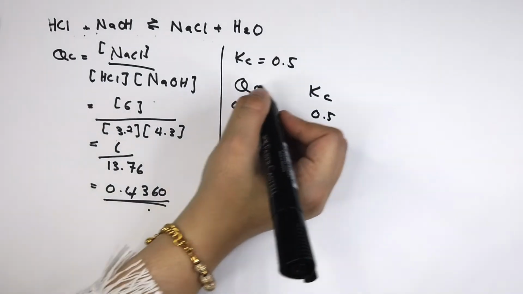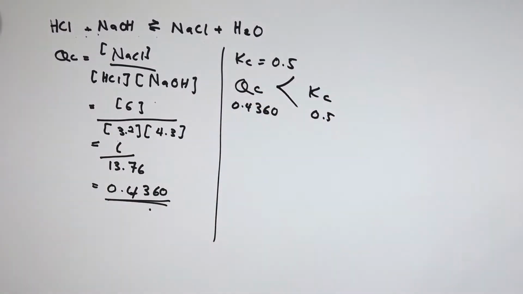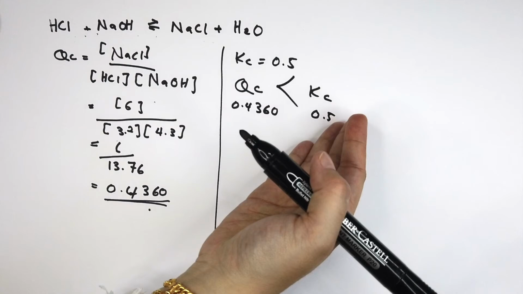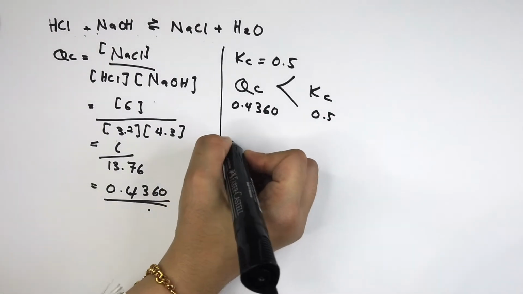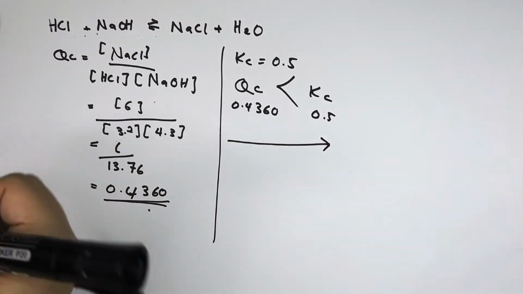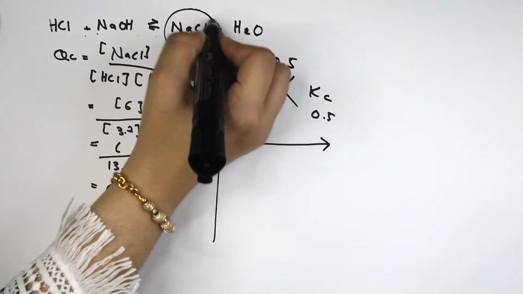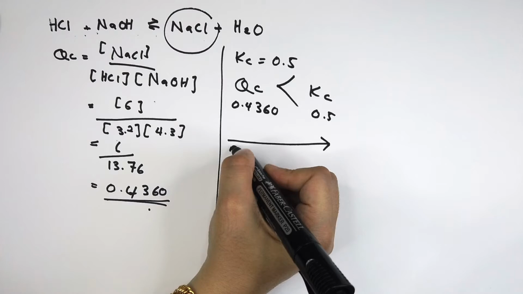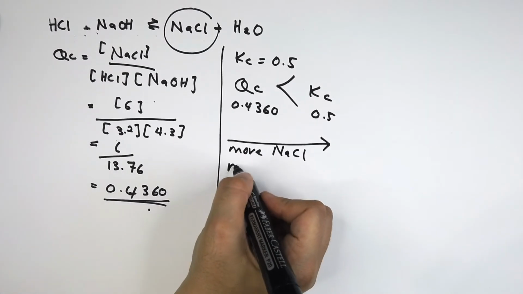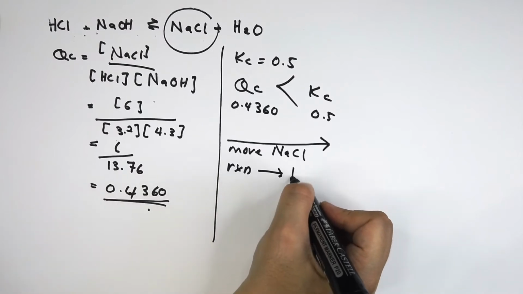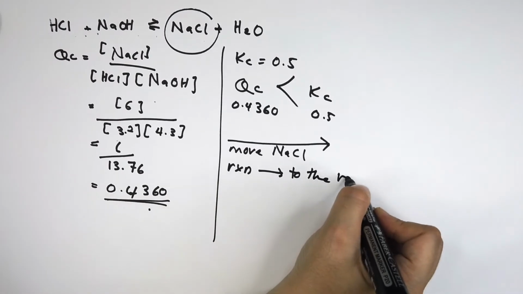So we can say that Qc is less than Kc. Since Qc is less than Kc, therefore the reaction shall move to the right. So it will produce more product, so it will produce more NaCl. So the reaction proceeds to the right.